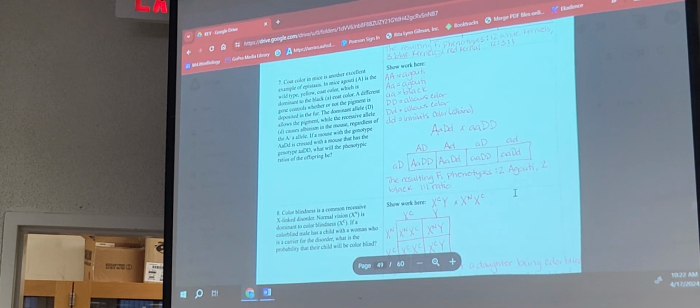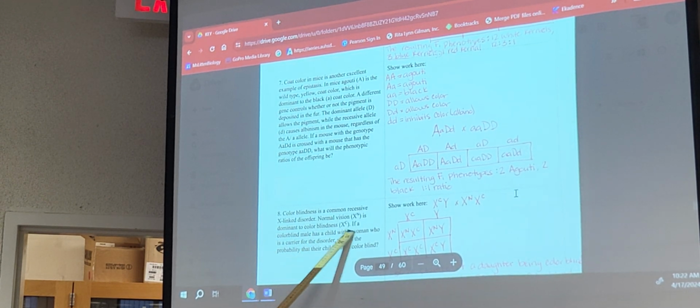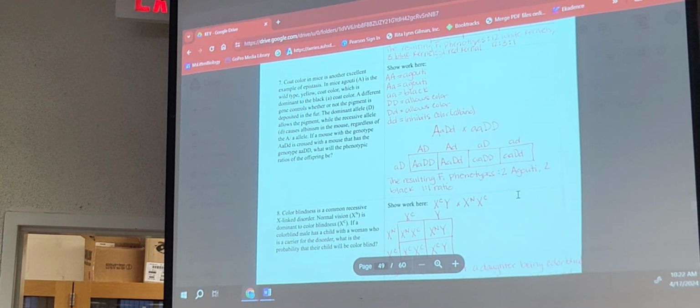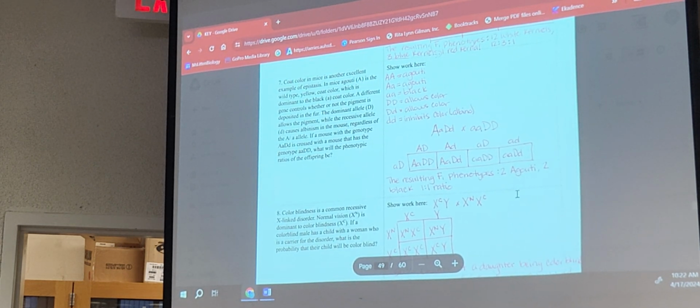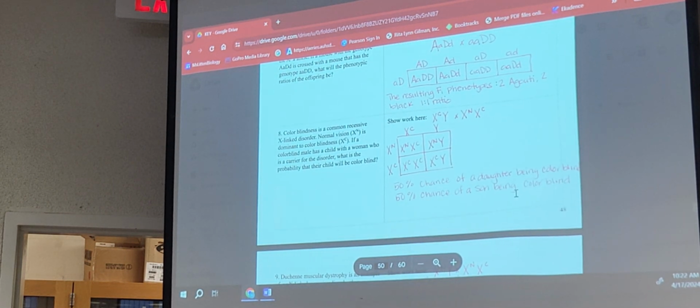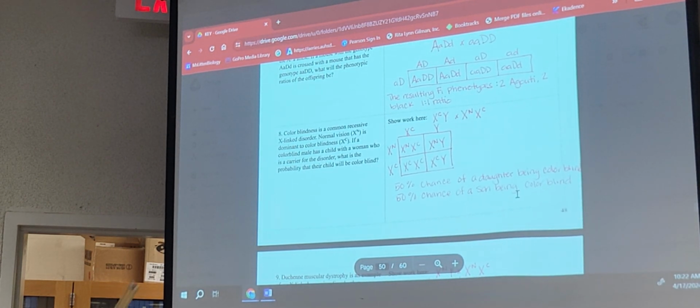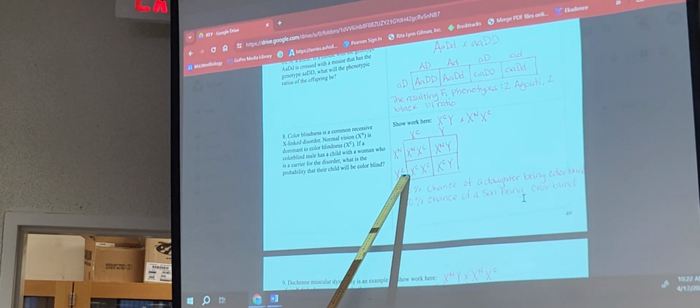Color blindness is an X-linked disorder, and normal vision is dominant to color blindness. A colorblind male has a child with a woman who is a carrier for the disorder. What is the probability? So he's colorblind, so he has to be X^C Y. She's normal but a carrier, X^N X^C.